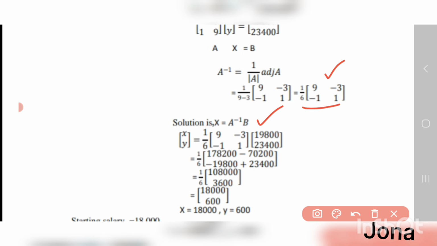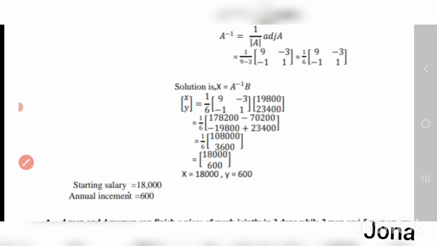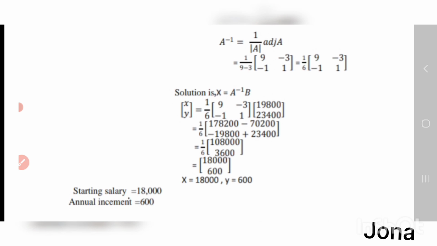Then I substitute in the solution X equals A inverse B. X is nothing but x, y, and A inverse is this one and B is here. Then multiply these two matrices like this, and 1 by 6 into 1,08,000 and 3,600. Divide this by 6, so that we get x equal to 18,000 and y equal to 600. Therefore, the starting salary is 18,000 and the annual increment is 600.